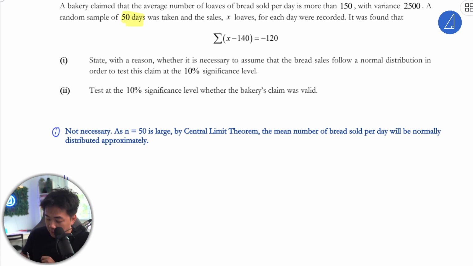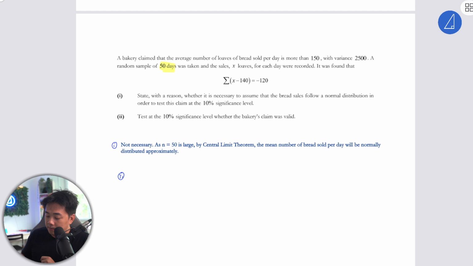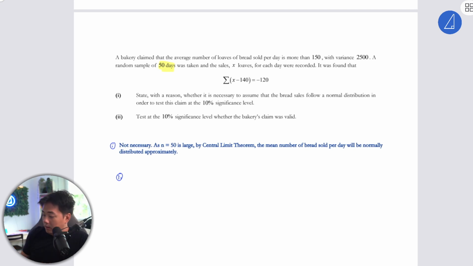Then the second part: test at 10% level of significance whether the bakery's claim was valid. So essentially now he claims to be more than 150, right? So that is the population mean. You just assume, you give him the benefit of the doubt that the bakery actually sells more than 150.